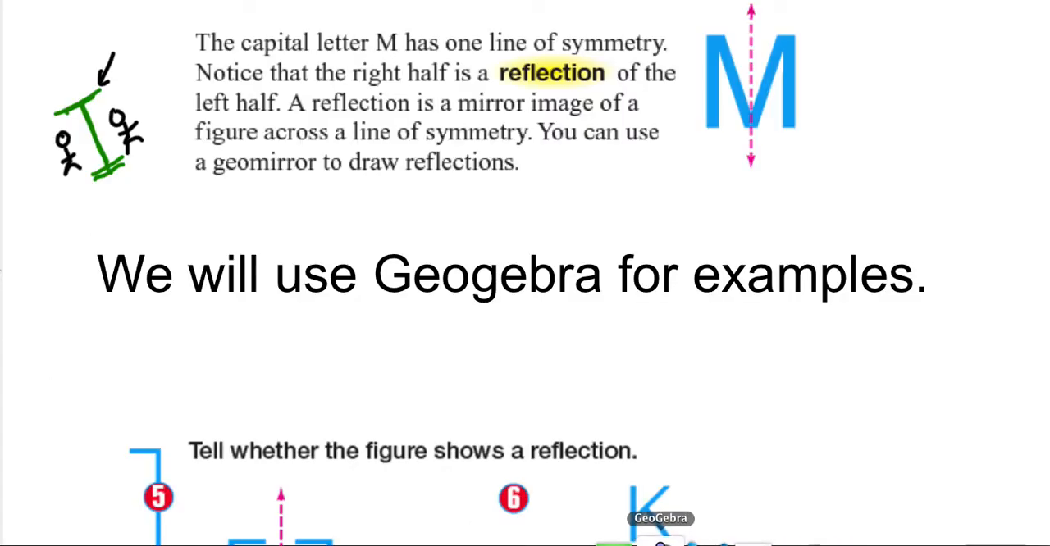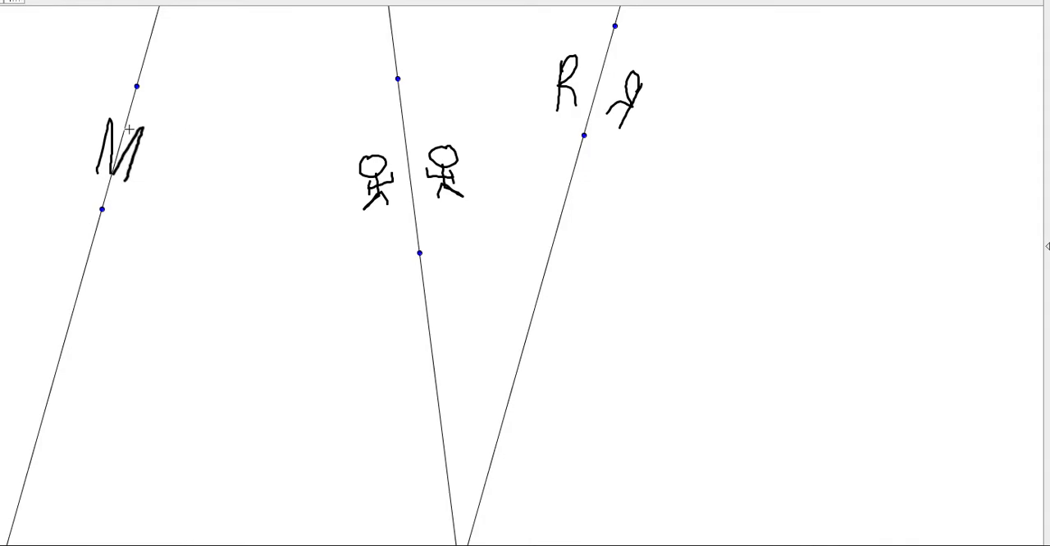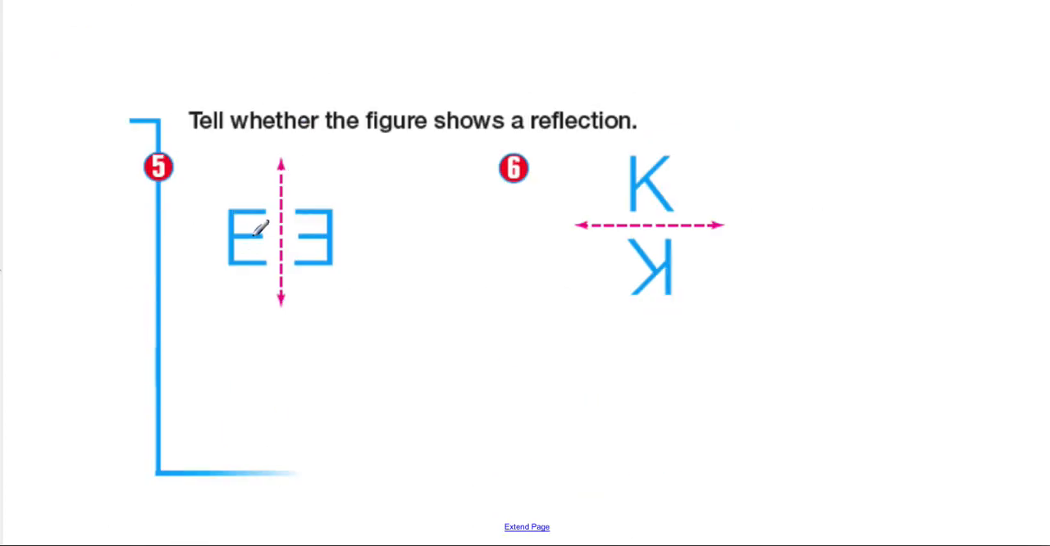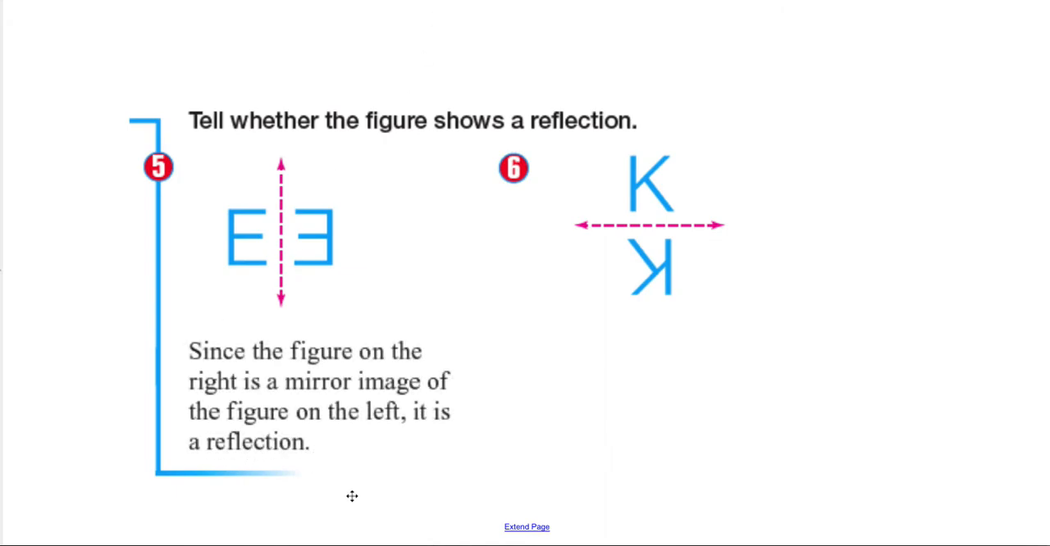Again, going back here, a reflection is basically the mirror image of a figure across a line. When you talk about a reflection, it's just like flipping the object over that line. So, knowing that, let's take a look at example number 5. Tell whether the figure shows a reflection. If you notice, this E is a mirror image of the other E, and you're basically just flipping that E over. So this is considered to be a reflection.